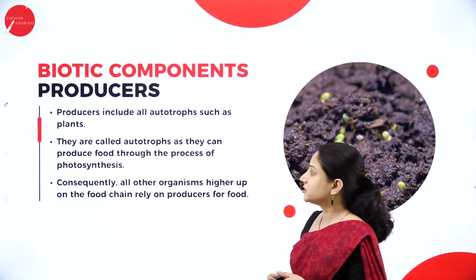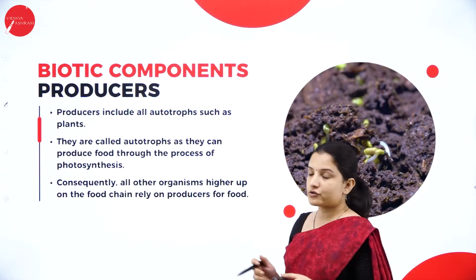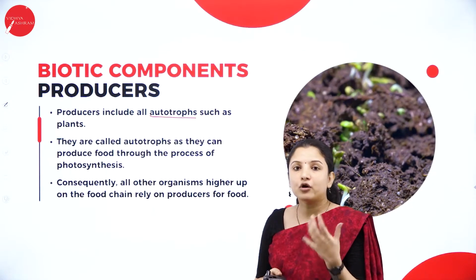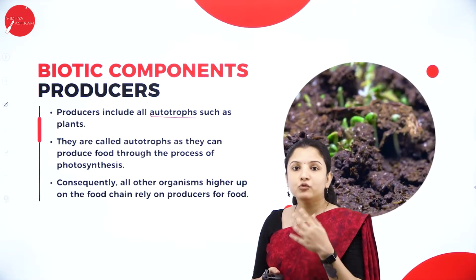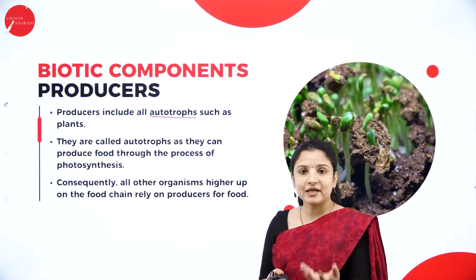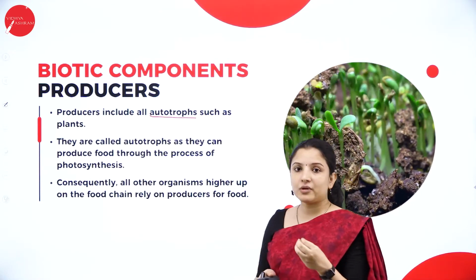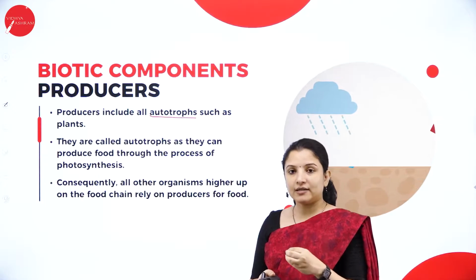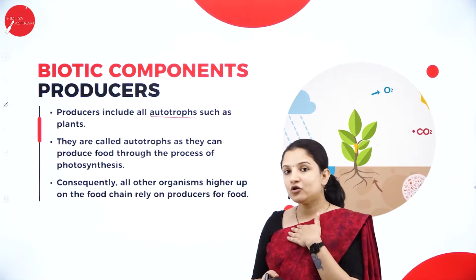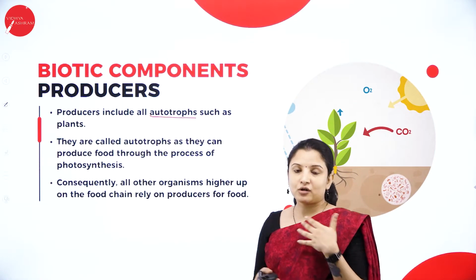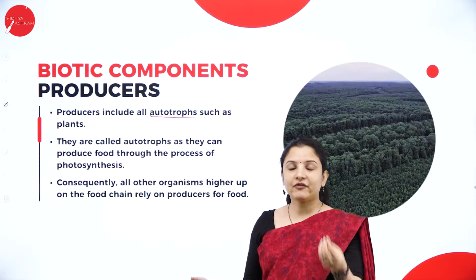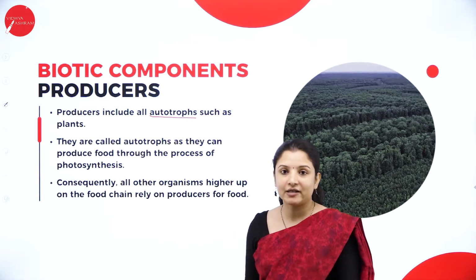Talking about producers. Producers include all autotrophs. What do you mean by autotrophs? Auto means self. You have automobiles, right, which are capable of moving on their own. You just ignite the engine and it is capable of moving. It is self. That is auto, right? Therefore, auto means self. So autotrophs are the plants which are capable of synthesizing their own food. Are we human beings autotrophs? No. Why? Because standing here, can I synthesize my own food? Not possible. I'll have to go somewhere, eat something, right? That is why we are heterotrophs.